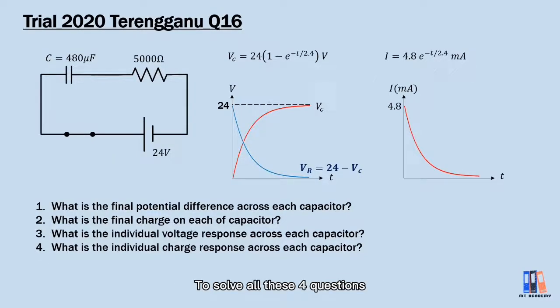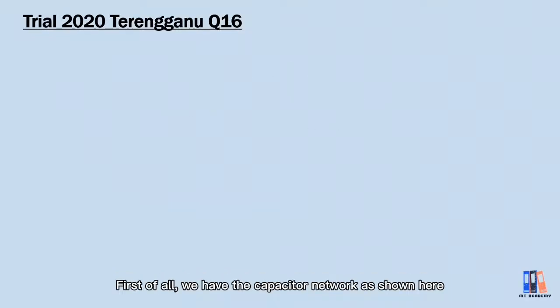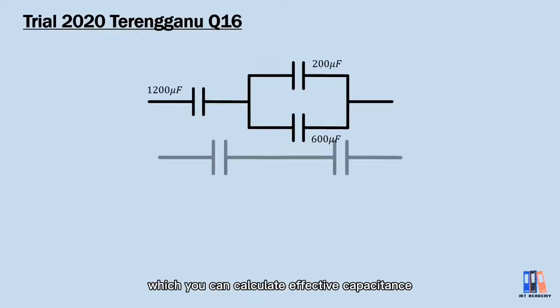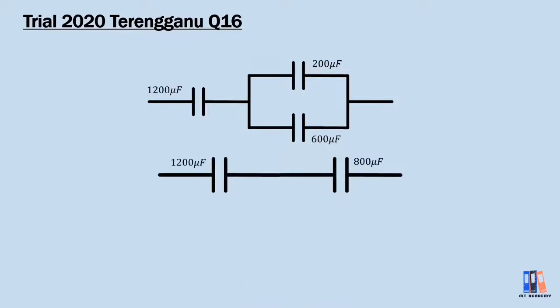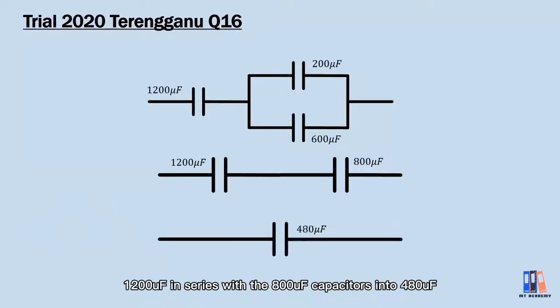To solve all these 4 questions, let us review the calculation of the effective capacitance. We have the capacitor network shown here. We have 1,200 microfarad in series with the parallel of 200 and 600 microfarad. You can calculate the effective capacitance of the parallel network of 200 and 600 as 800 microfarad. And then we calculate the effective capacitance of the 1,200 in series with the 800 microfarad as 480 microfarad. These are the steps for calculating the effective capacitance.